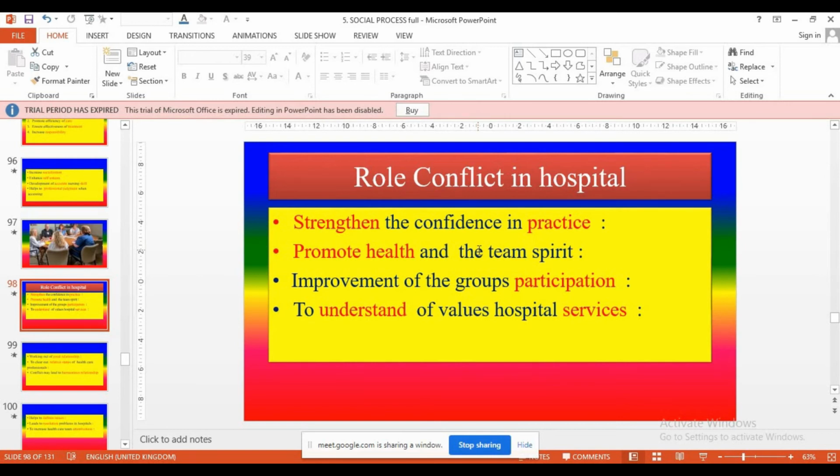Next, understand the values of hospital services. Through conflict, we can identify individual values. Mainly, we as nursing professionals identify our nursing values in the hospital. Conflict between doctors and nurses, conflict between management and nursing professionals helps to identify the values and show our values to society and other professionals, to provide confidence and efficient service.